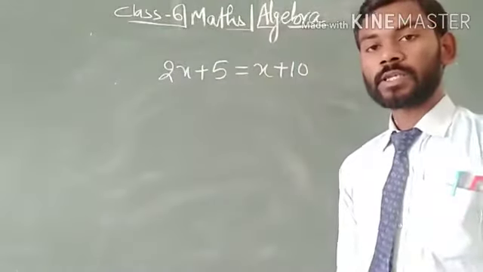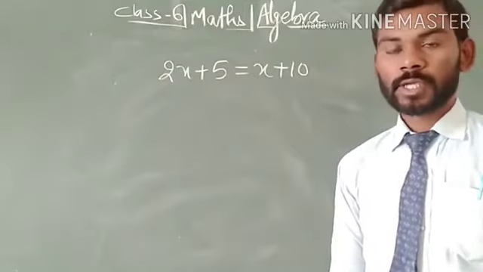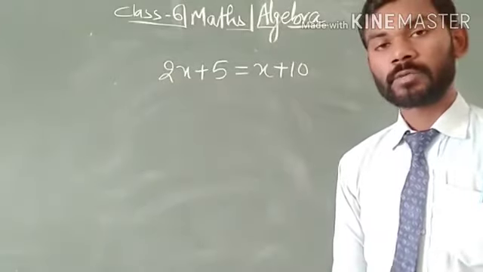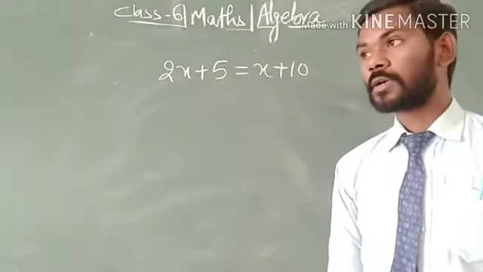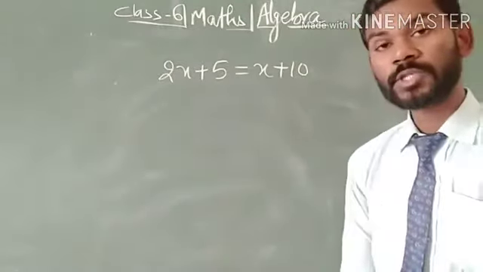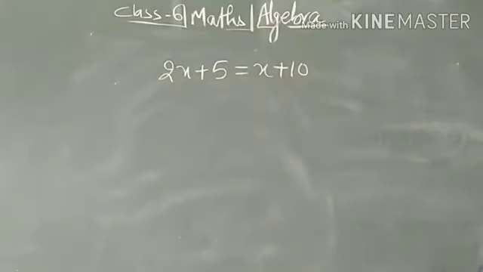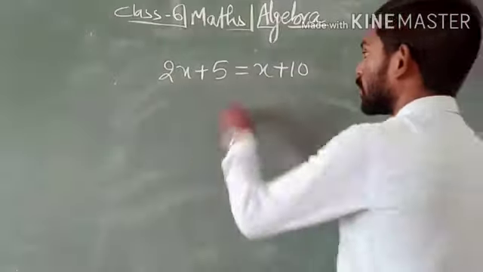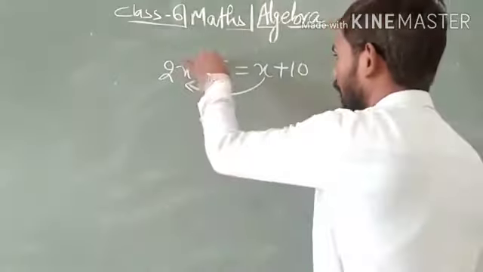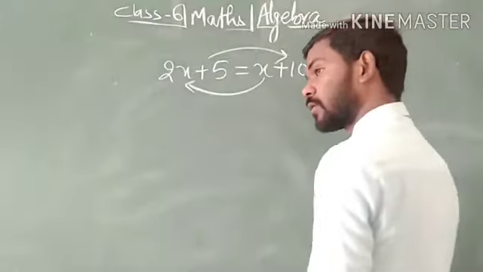In this equation, we can see that the term having x is on both sides, as well as the term having no variable. So here we need to transfer each term to its appropriate position. Okay, student? So here x will be transferred to the left hand side and 5 will be transferred to the right hand side. Okay.